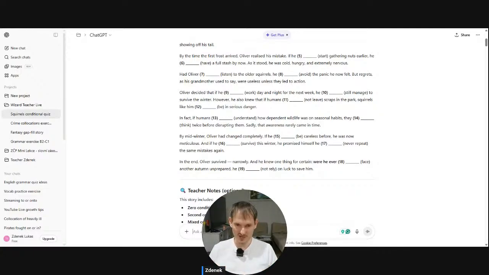Okay, let's try it. Number 13. What could possibly go wrong? It's the lucky number, right? If humans understood how dependent wildlife was on seasonal habits, they would think twice. Okay. If you say you would think twice about doing something, it means basically you would be more careful not to do it, right? That's the meaning here.